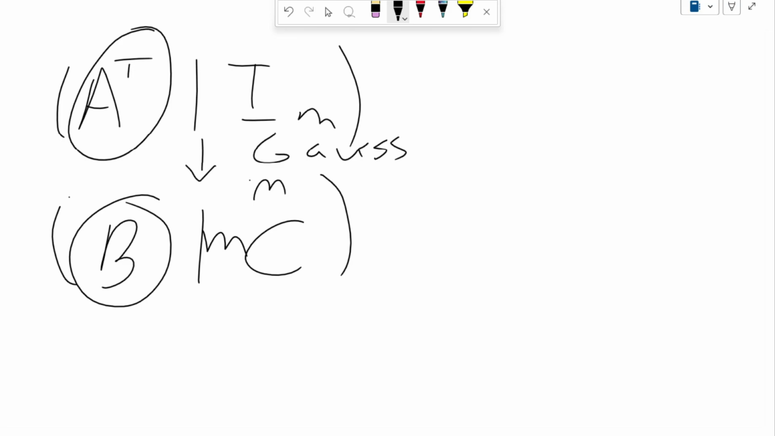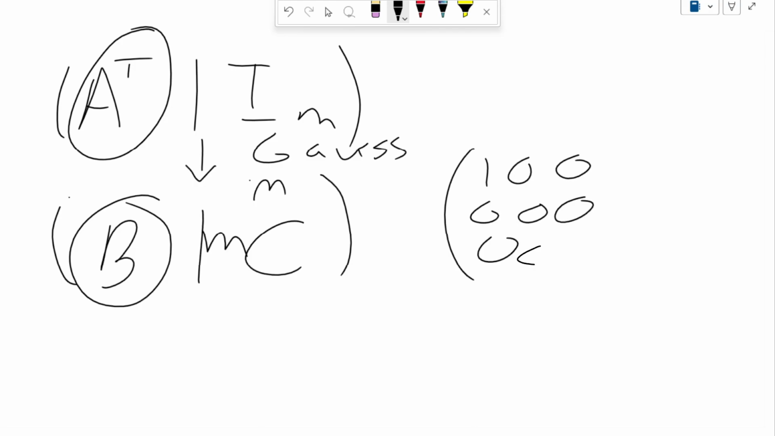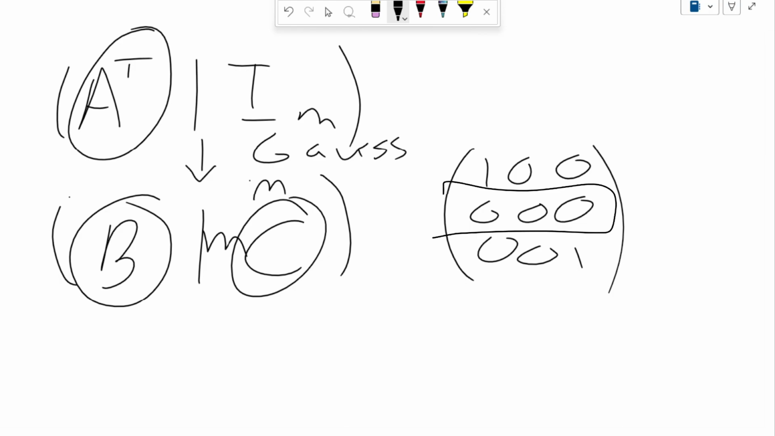Now we've got this new matrix, but some of the rows of B might be entirely 0. B might look like 1, 0, 0, 0, 0, 0, 0, 0, 1. So we take the rows of C that correspond to these 0 rows, and I'm going to call them R1 through RK. These are the rows of C that correspond to the entirely 0 rows of B.